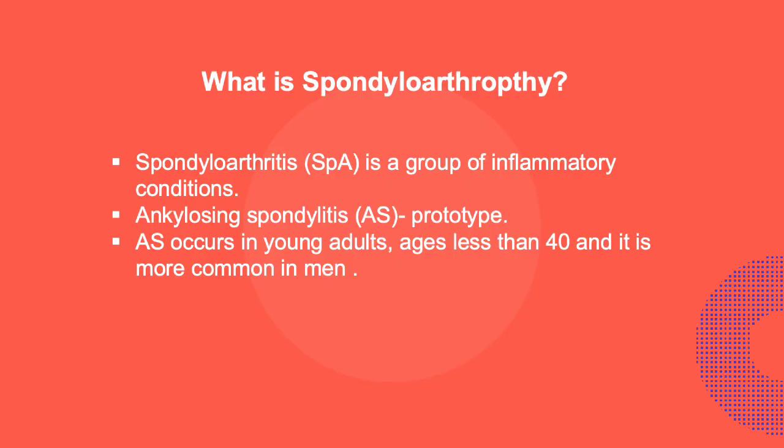Spondyloarthritis is a group of inflammatory rheumatic conditions that have a range of manifestations, mainly axial and peripheral joint involvement with extra-articular manifestations. Ankylosing spondylitis is the prototypic form of spondyloarthropathy, which usually occurs in young adults with age less than 40, and it is more common in men.